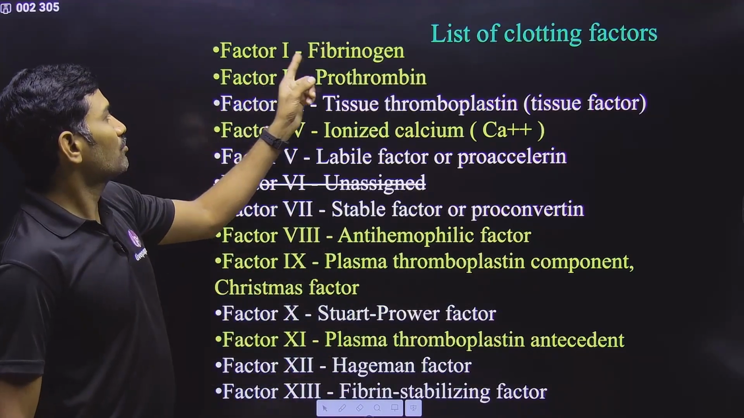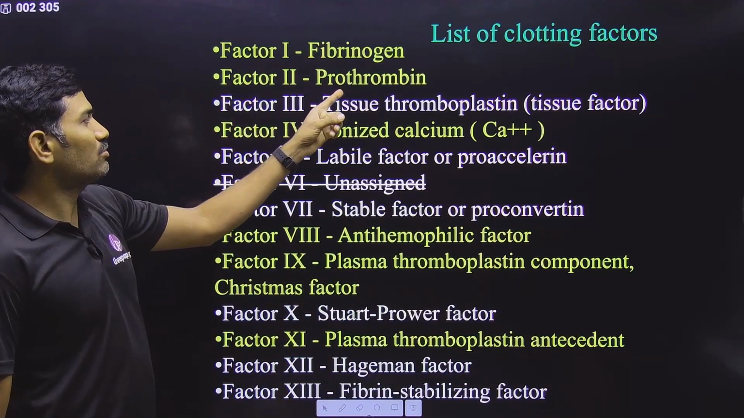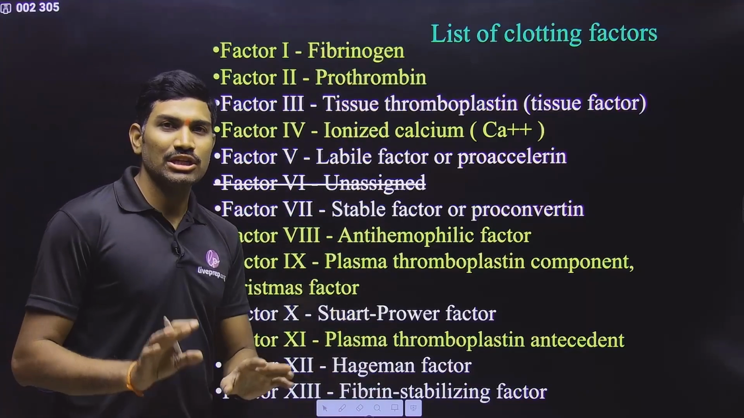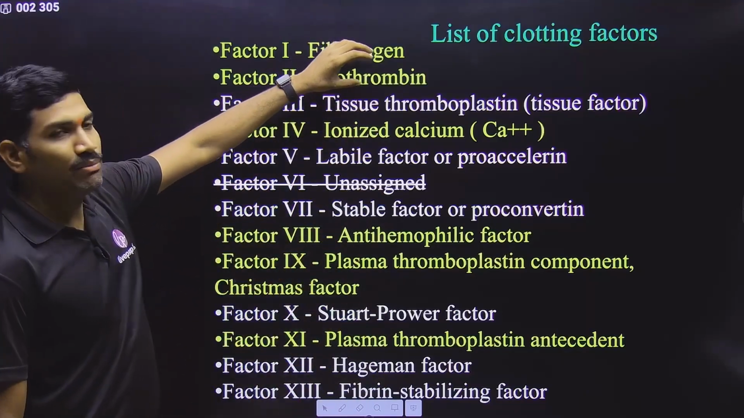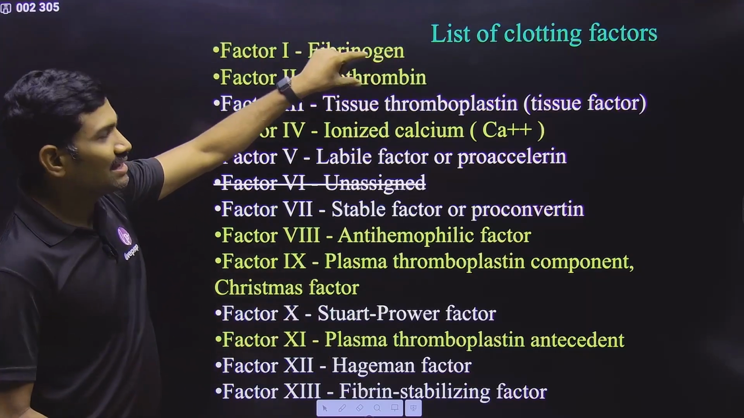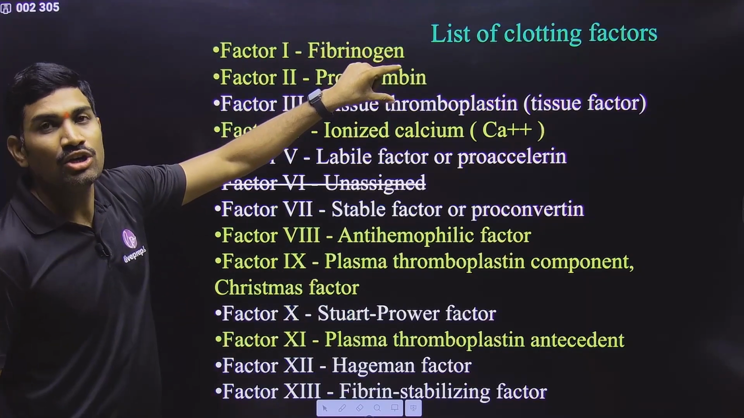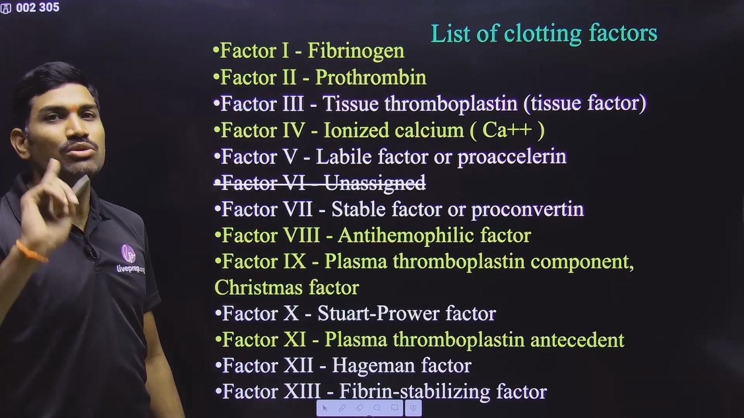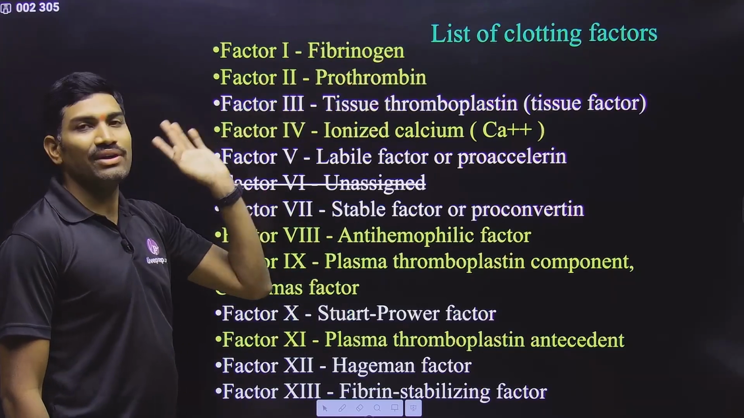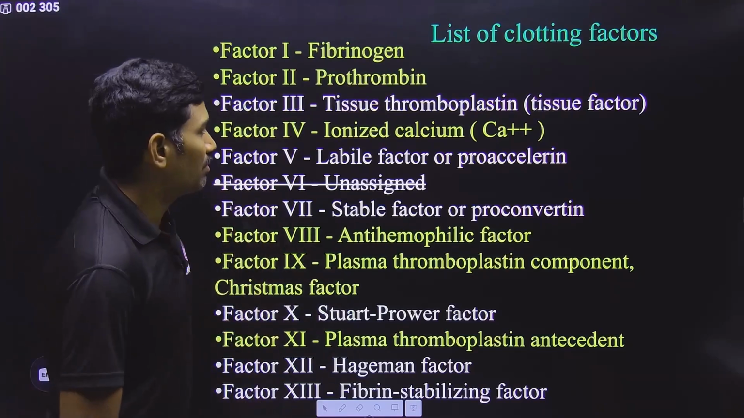Okay. So factor 1 is fibrinogen, factor 2 is prothrombin. And whatever I kept in yellow, please try to remember. Regarding fibrinogen and prothrombin, we will also study the reaction. In the NCERT they very clearly mention the activation of these. So these two are compulsory. You need to compulsorily remember that fibrinogen is factor 1, prothrombin is factor 2.